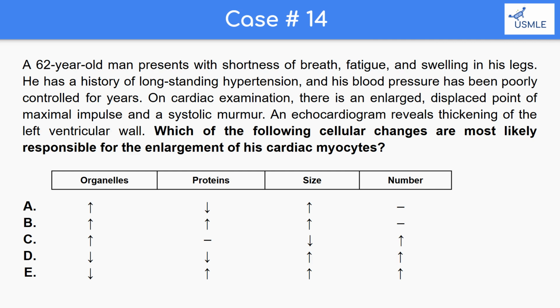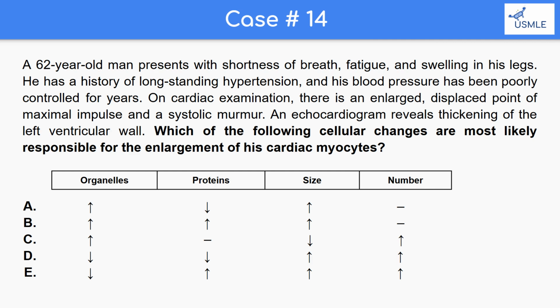A 62-year-old man presents with shortness of breath, fatigue, and swelling in his legs. He has a history of long-standing hypertension and his blood pressure has been poorly controlled for years. On cardiac examination, there is an enlarged displaced point of maximal impulse and a systolic murmur. An echocardiogram reveals thickening of the left ventricular wall. Which of the following cellular changes is most likely responsible for the enlargement of his cardiac myocytes?